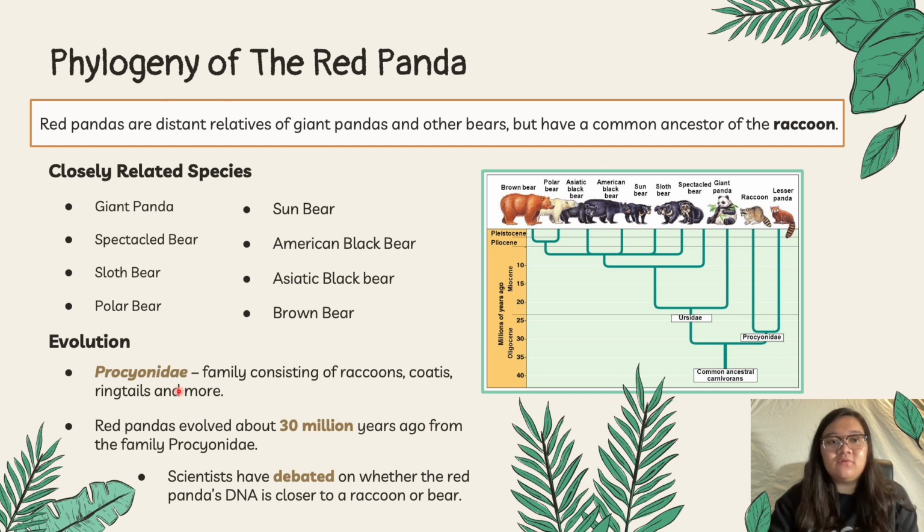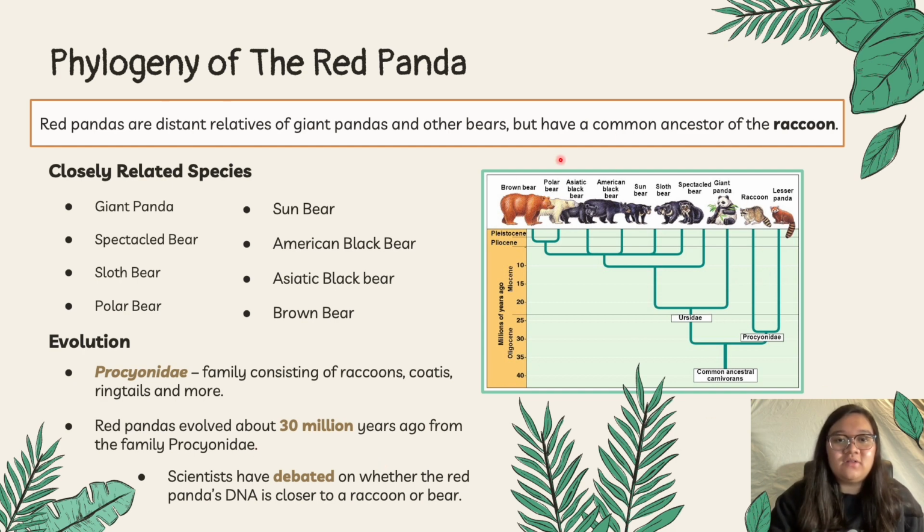In terms of their evolution, they evolved from the Procyonidae family, consisting of raccoons, coatis, ringtails, and more. And red pandas have evolved about 30 million years ago from the same family. Scientists have debated whether the red panda's DNA is closer to a bear or a raccoon, and this is due to the lack of genetic evidence.